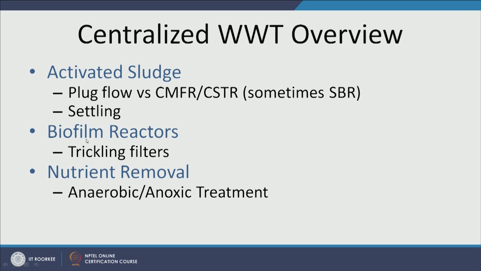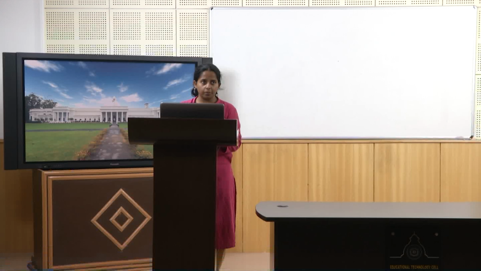Now the next kind of wastewater treatment plants are biofilm reactors. In biofilm reactors, the biomass is attached to a filter or a material, and that is where the degradation happens, and the typical among them are trickling filters. I will show you a picture of trickling filters either in this lecture or the next. And then after this is the secondary treatment.